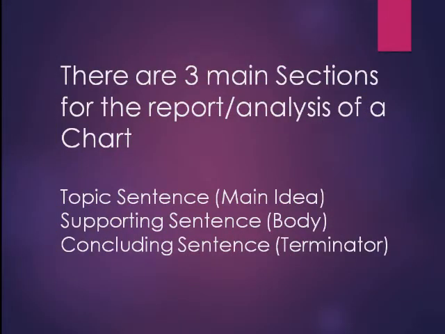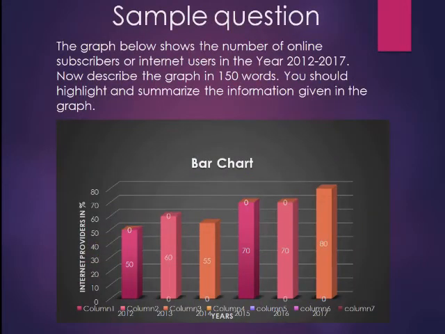Before you know the details about the questions of your exam, you need to know that there are three main sections for the report analysis of a chart. What are they? First, in the answer sheet, you will have to think about the topic sentence, which is also called the main idea of the discussion. Then follows the supporting sentence, which is called the body of the paragraph, and at last the concluding sentence or the terminator of the graph. Let's look at an example.